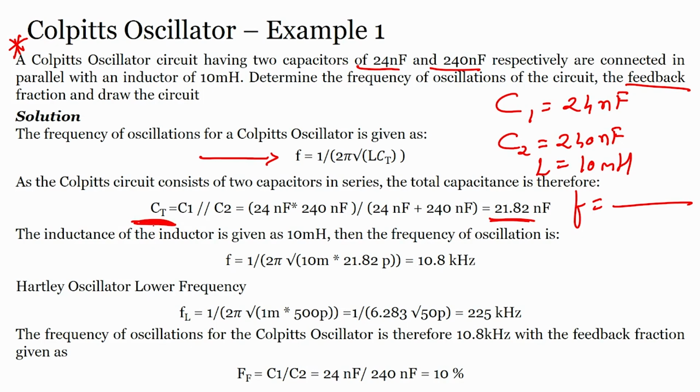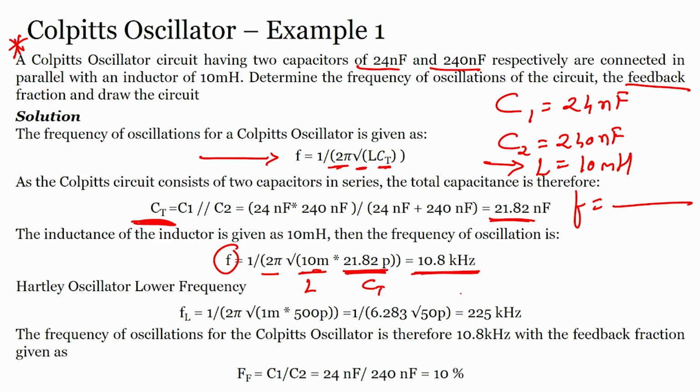Now, I can place this value of CT here. I have the inductor value L given here, and I know 2 pi. So, from that I can find f. I put in the value of the inductor L and the value of CT, and I get the value of frequency as 10.8 kilohertz.